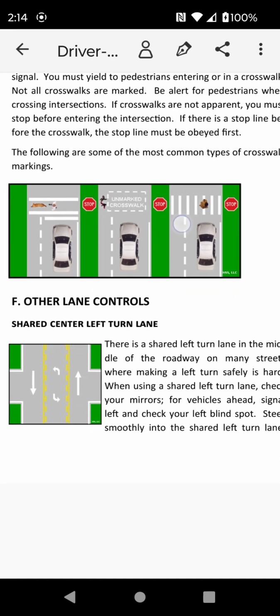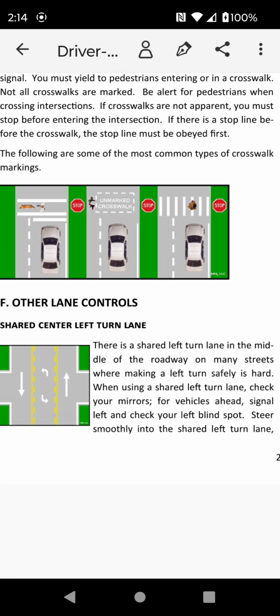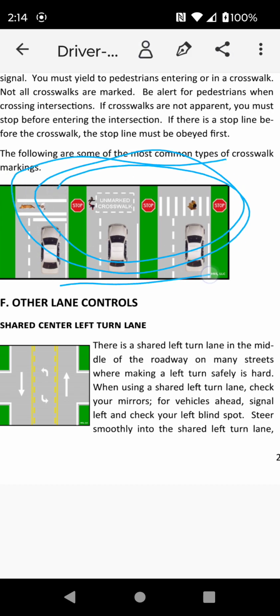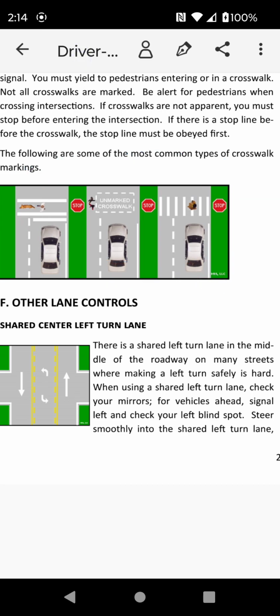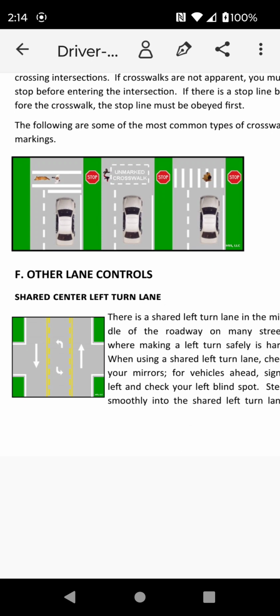Okay, let's go back to normal. Other lane controls. Pay attention. These stop signs right here, this will definitely be on the road test and on the written. I know that for a fact. Okay, now F, obviously we're at F.